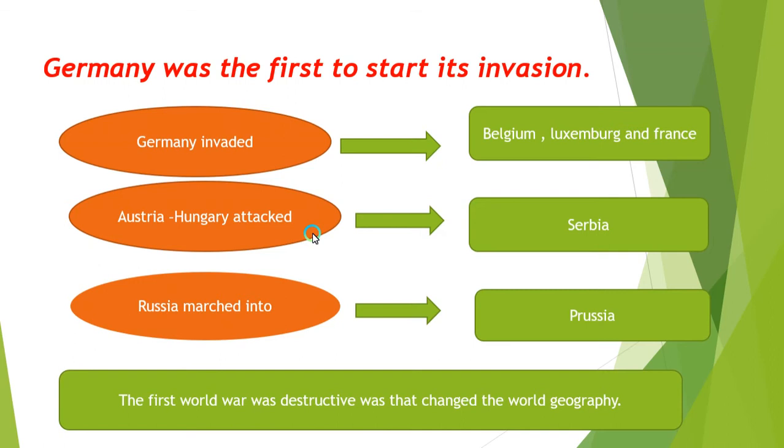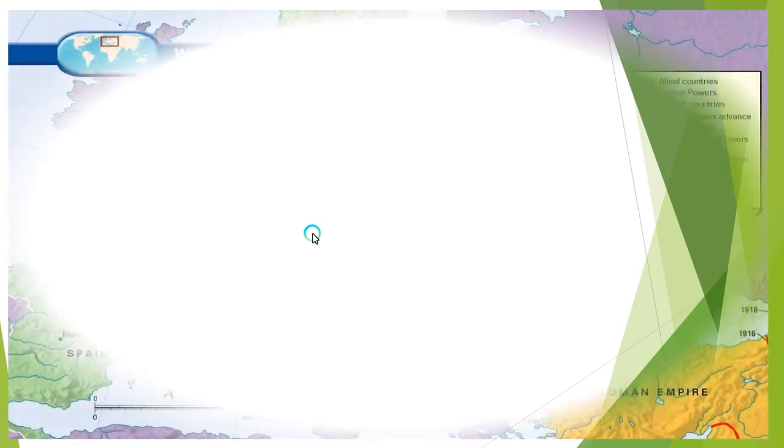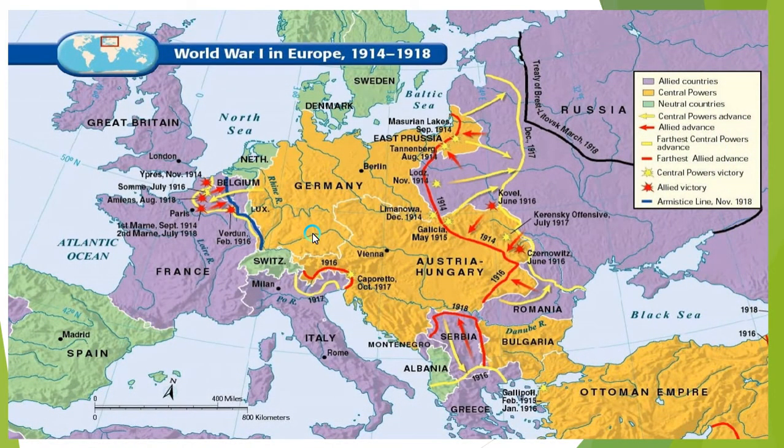The First World War was destructive and changed the world geography. Everything changed after the First World War. This is a map on which you can identify many things.